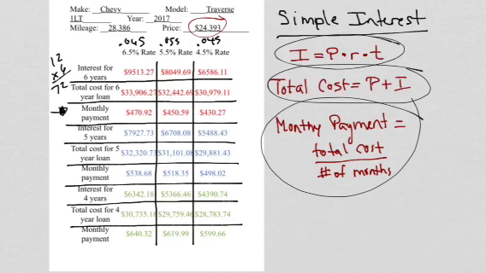Oh, so 72. So I took the actual amount, $33,906.27, divided it by 72, because I'll have to have 72 monthly payments, and that told me that my payment would be $470.92. All right, sounds great.